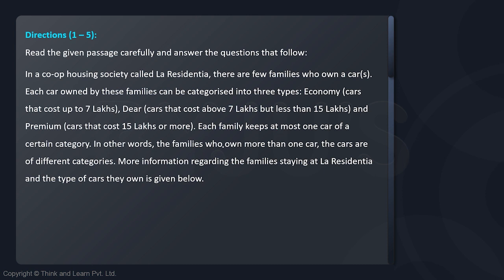In other words, the families who own more than one car, the cars are of different categories. More information regarding the family staying at La Residencia and the type of cars they own is given below. So here he is telling you there are three types of cars. A family cannot own more than one car of a particular type, though of course a family can have cars of two types or three types. So maximum three types are there. In other words, we can say the maximum number of cars with the family is three, and the minimum number of cars can be zero when there is no car with them.